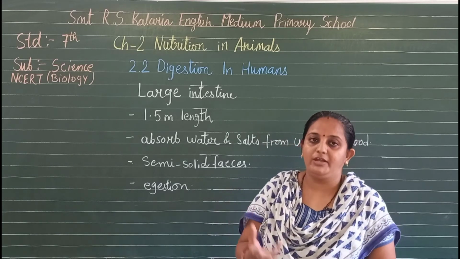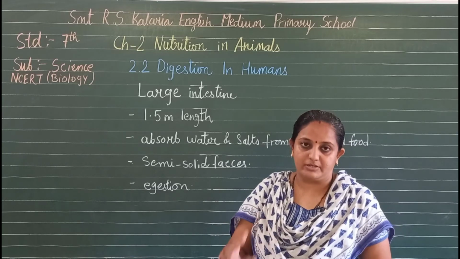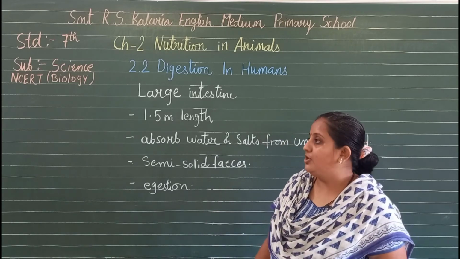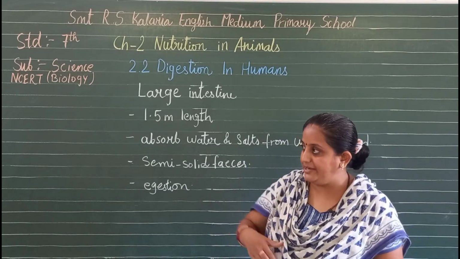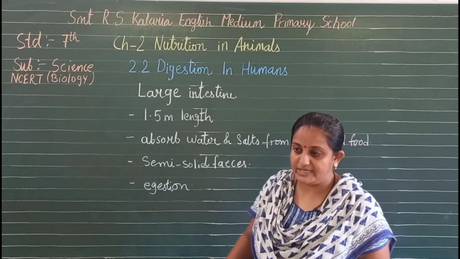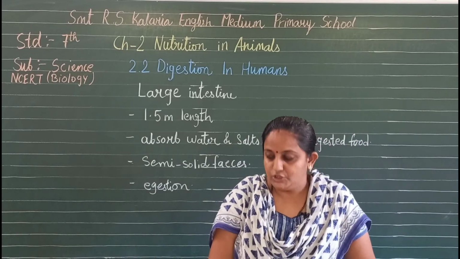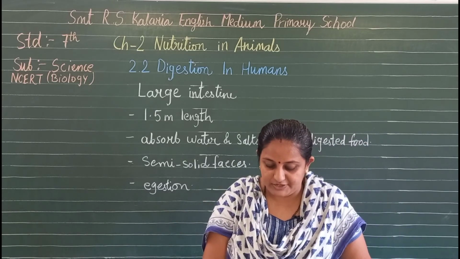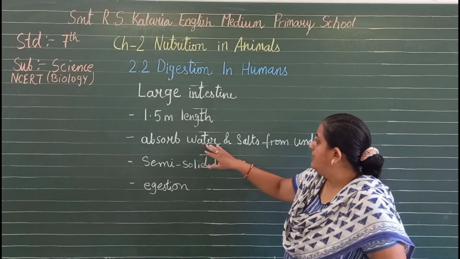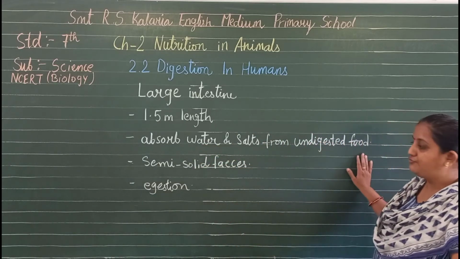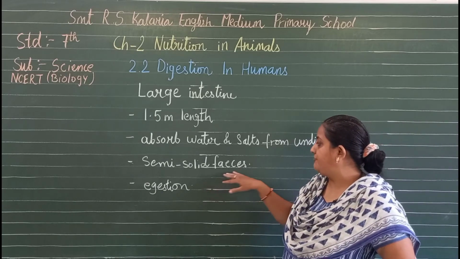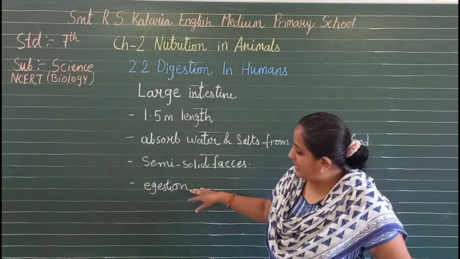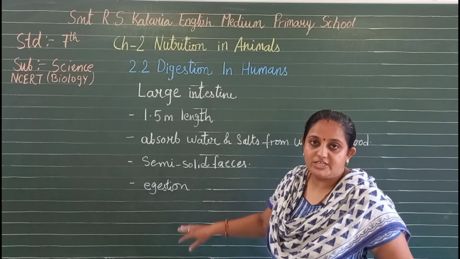fecal matter. Now the rectum is a bag where the semi-solid waste material is collected, and the fecal matter is removed from time to time through the anus by the egestion process. So we can say the removing of fecal matter through our anus is known as the egestion process. So this is about the large intestine, where its function is to absorb water and salts from the undigested food and store them as semi-solid fecal matter in the rectum, and through the rectum it passes out through the anus, and this process is known as egestion.